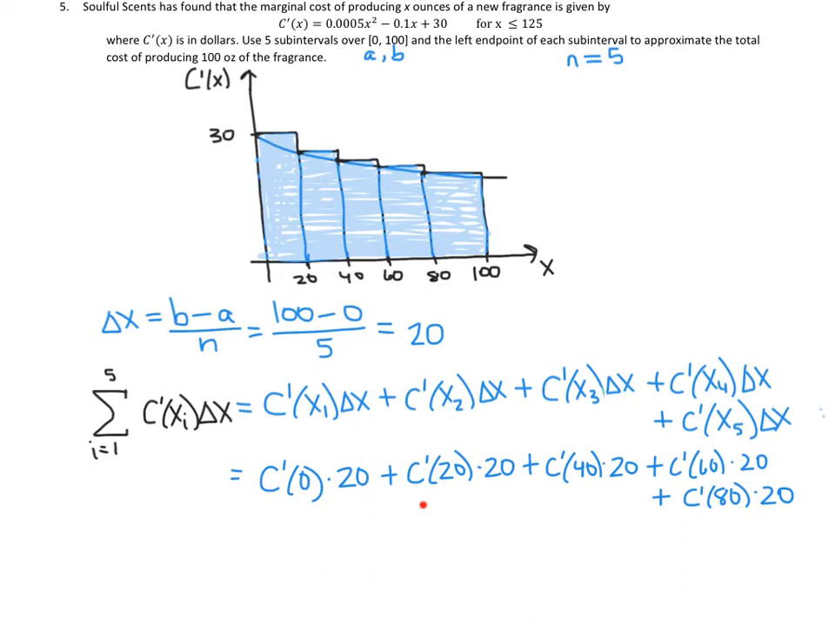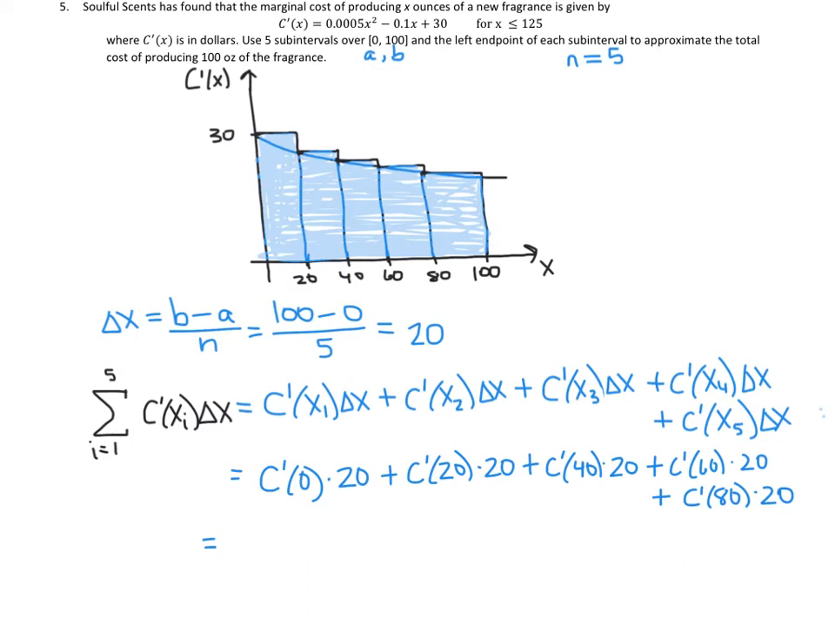And then our next term, c prime of 20 times 20, that term gives us the area of the second rectangle. Again, the width is 20. Each of the rectangles has a width of 20. And then the height of this rectangle is given by whatever that function value is there. Whatever c prime of 20 is, and we'll have to calculate that. That gives us the height of that second rectangle.